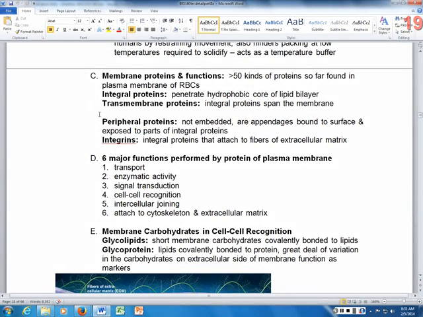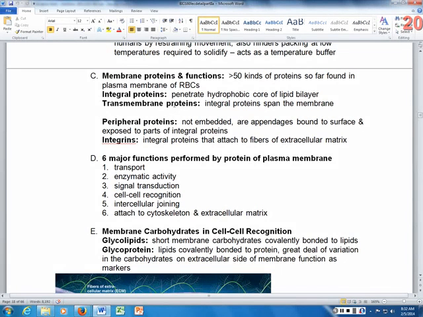But some different types of them: the integral proteins are going to penetrate into the hydrophobic core of the lipid bilayer. So if we have our lipid bilayer here, an integral protein is going to penetrate into it, where a transmembrane protein goes all the way through it.